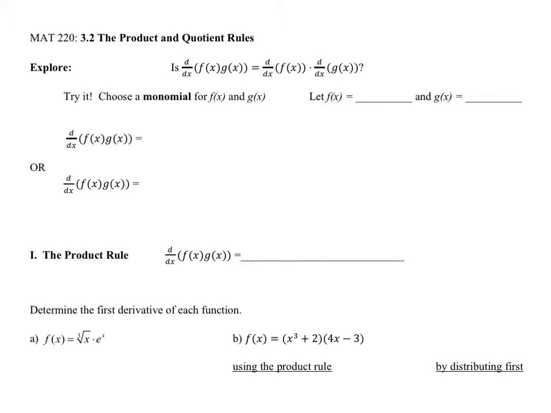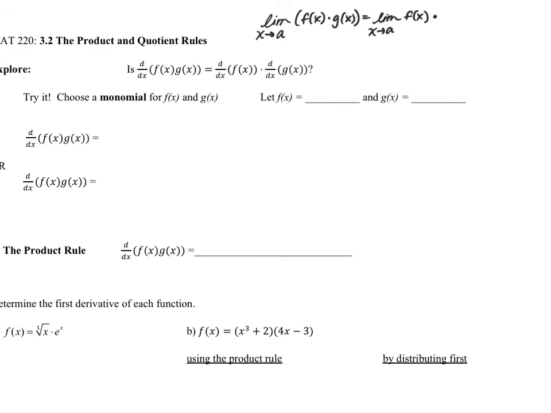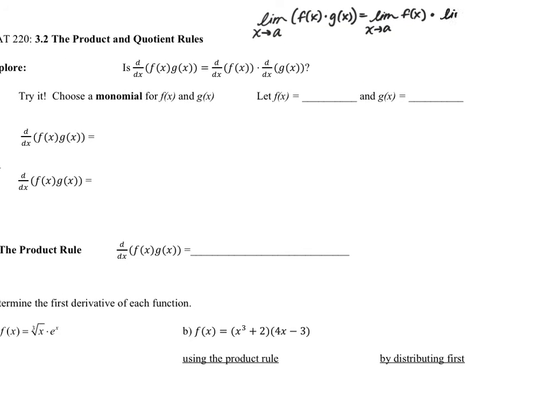In this section, we are going to explore how to compute the derivative of a product and a quotient. Now remember back when we studied limits, there was a limit law that said if we were taking the limit as x approaches a of a function times another function, f times g, we could actually compute the limits separately. So the limit of f of x, essentially, times the limit of g of x.